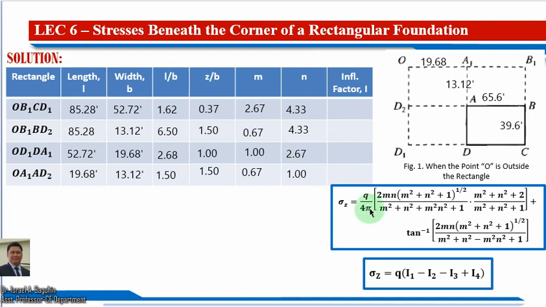So now we are only after this influence factor I. After we get this one, we simply multiply it with our uniform pressure Q, and we get the value of our vertical stress, sigma z. So we have this formula.